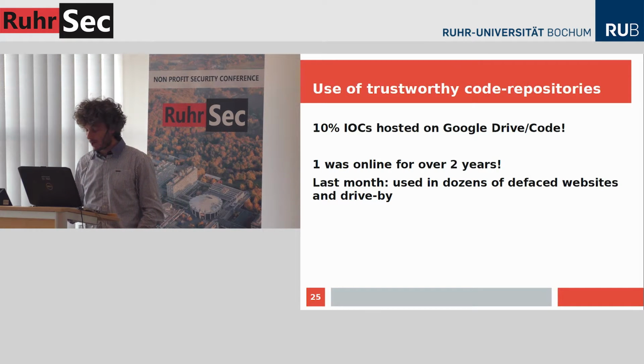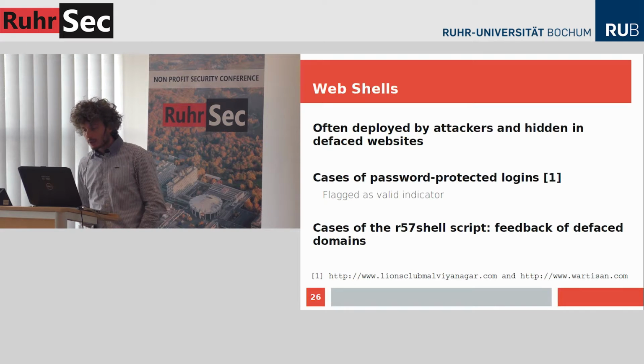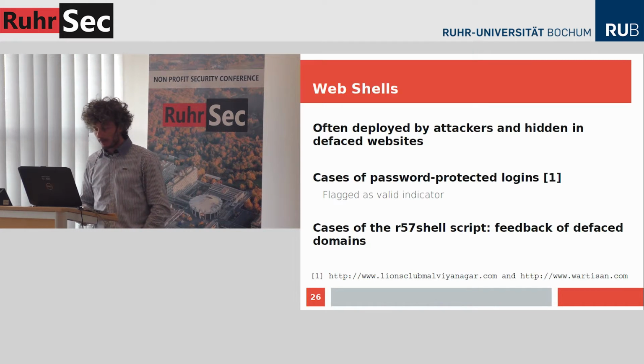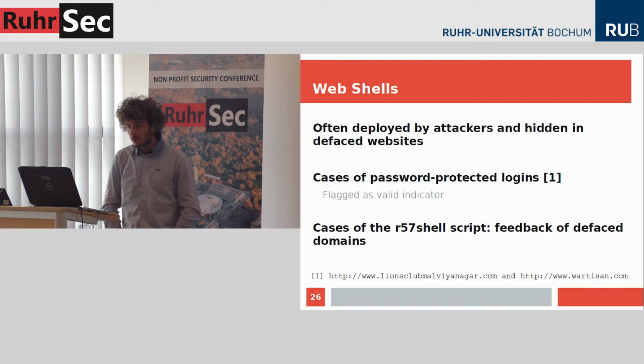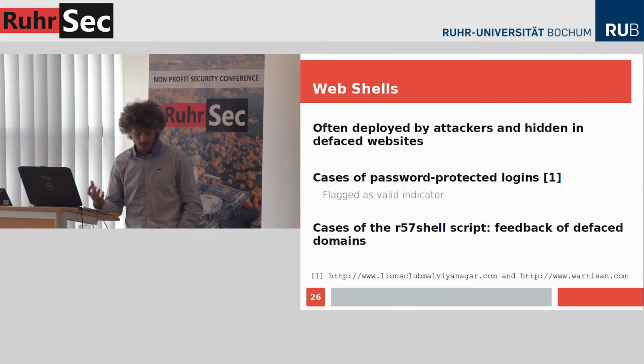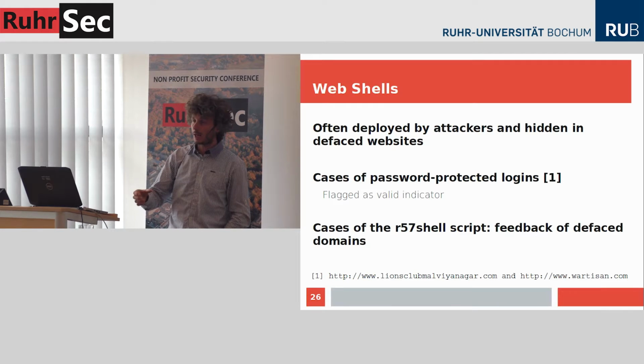So let me now give you some examples of what we found with the system. The system is still running, so we are constantly finding new things. One of the common things that you find is webshells. When you get compromised, one of the first things that the bad guys do is install a web shell to keep persistence on the compromised machine.